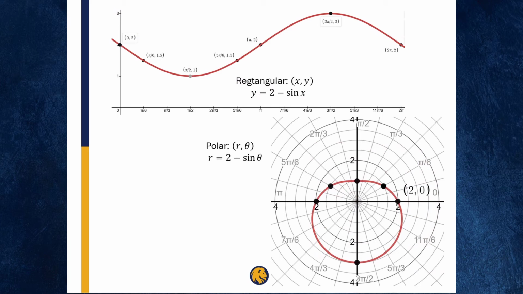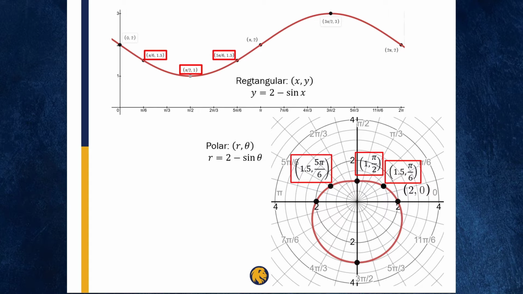Another somewhat similar type of graph looks like this one. It goes y equals 2 minus sine x in rectangular and r equals 2 minus sine theta in polar. And so we can follow along here as the polar graph starts from 2 comma 0, then goes through 1.5 comma pi over 6, and then to 1 comma pi over 2, 1.5 comma 5 pi over 6, 2 comma pi, and then it goes all the way out as it reaches 3 comma 3 pi over 2, and then completes the cycle at 2 comma 2 pi.